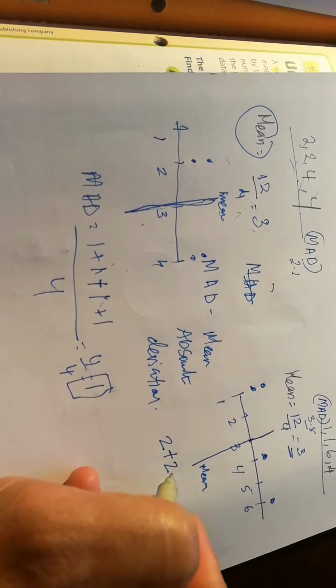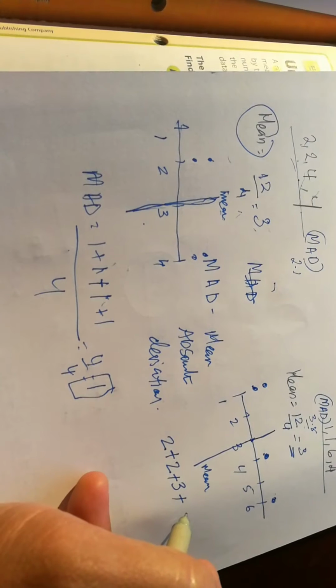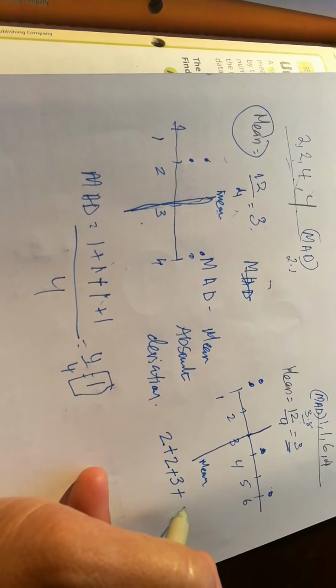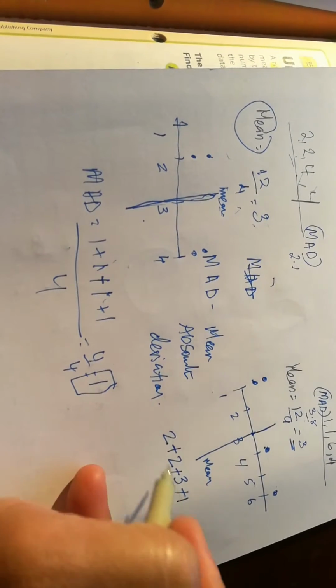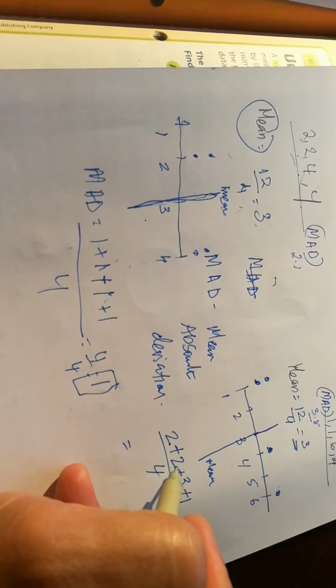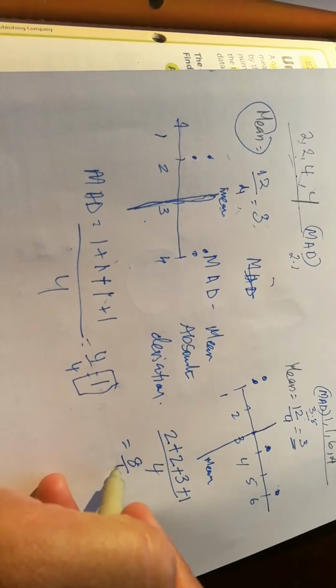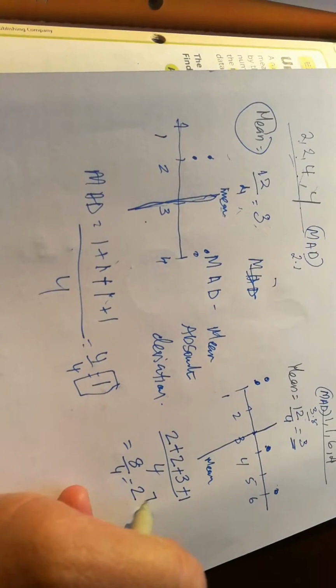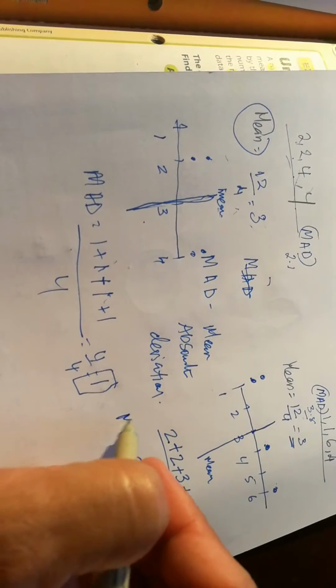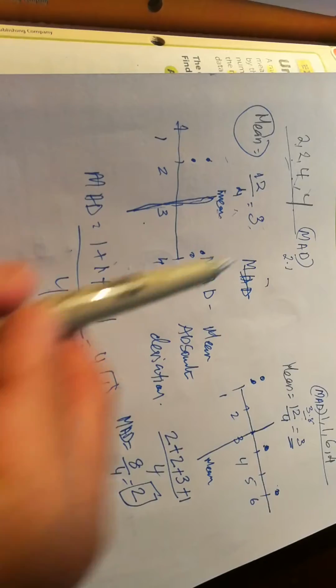3 minus 6 is minus 3, you take the absolute value. And 3 minus 4 is minus 1, you take the absolute value. Divided by the number of data points, that's 4. So 2 plus 2 is 4, 4 plus 3 is 7, plus 1 is 8, 8 by 4, which is 2. So this is the MAD value for this data set. This is the MAD value for that data set.